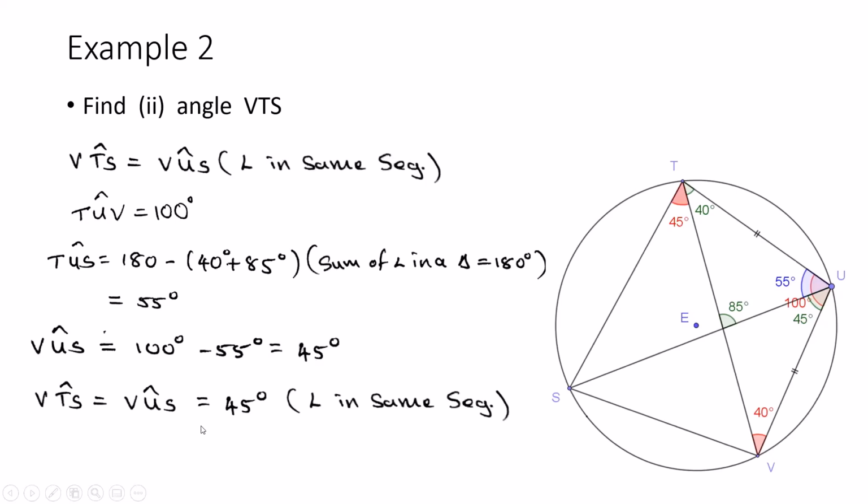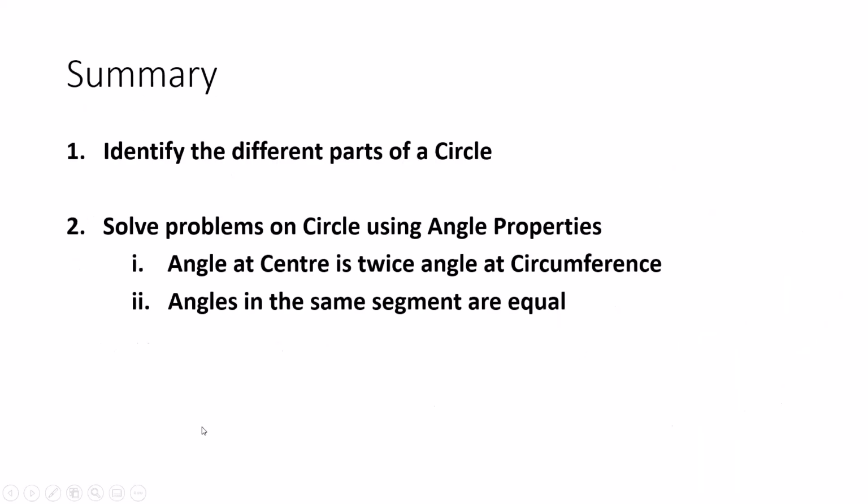So to sum up what we have covered in this lesson, we first identify the different parts of a circle. We then solve problems on circle using angle properties. First, angle at center is twice angle at circumference. And second, angles in the same segment are equal.